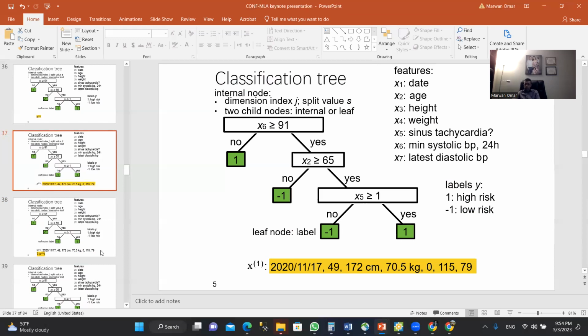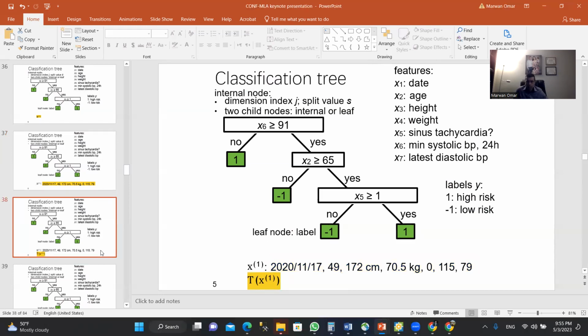In the next question, we will answer feature number 5, X5. Is sinus tachycardia present? The answer is 0, which means no. And then the next feature is the minimum systolic blood pressure over 24 hours, which is 115. And then X7, which is the latest diastolic blood pressure, 79.